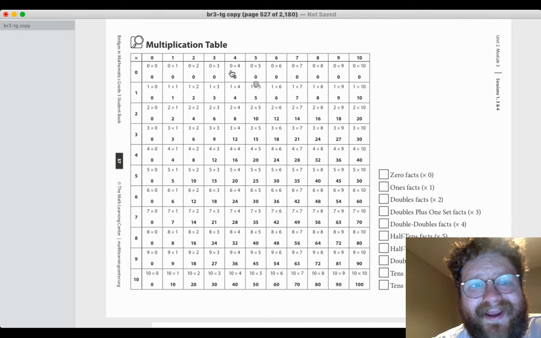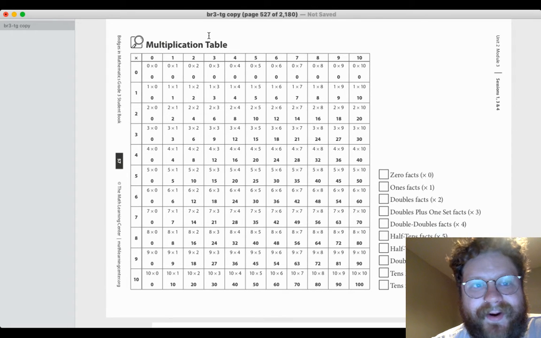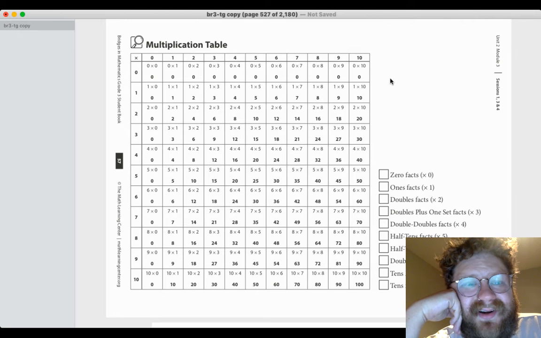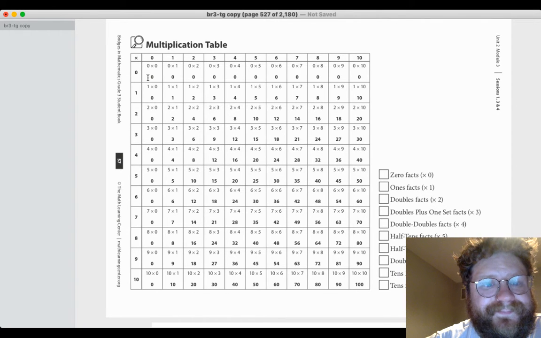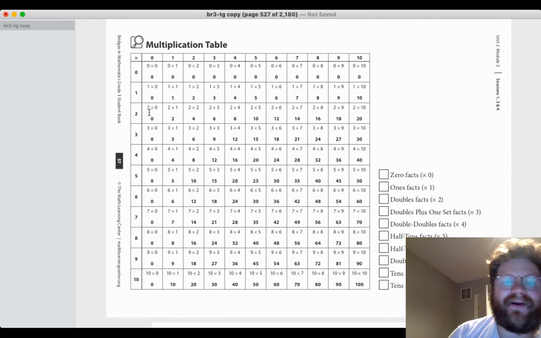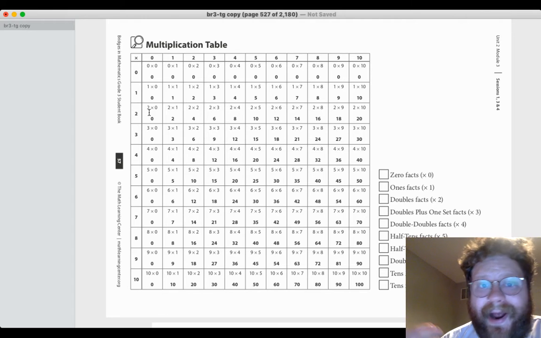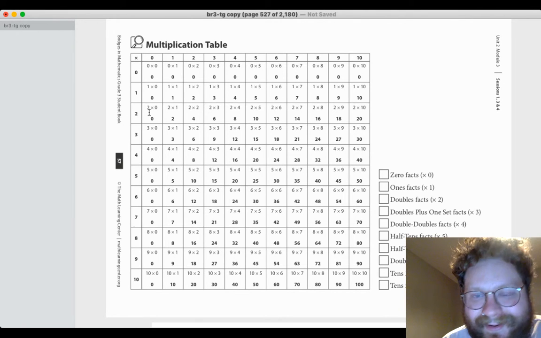So if we're looking at this table, I want you to notice a couple things that you probably already know. If we look at the 0 row here, and the 0 column here, what do you notice about every number multiplied by 0? Yeah, it equals 0, right? If I have 5,000 buckets and each of those buckets has 0 apples in it, how many apples do I have? I have 0.